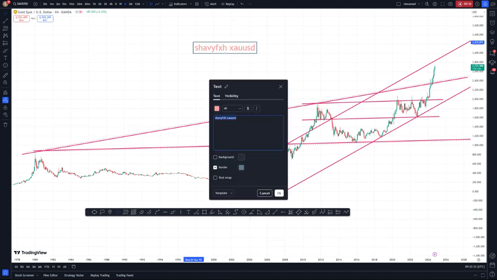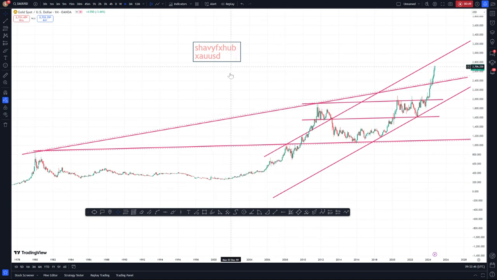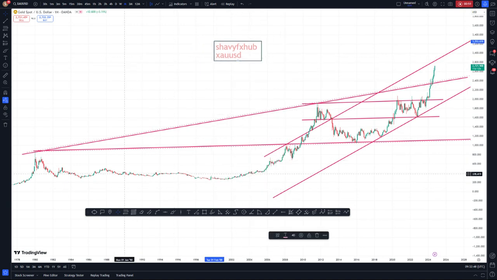So we need to look at the market from a higher time frame perspective. When we look at it from a higher time frame, we'll be drawing our price action from 1980. Our price action is coming from 1980.